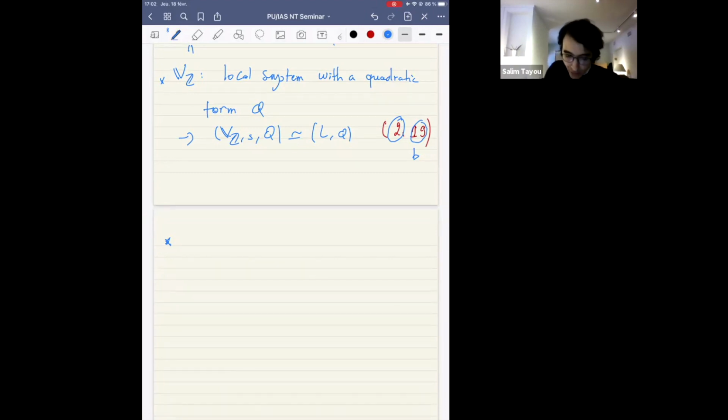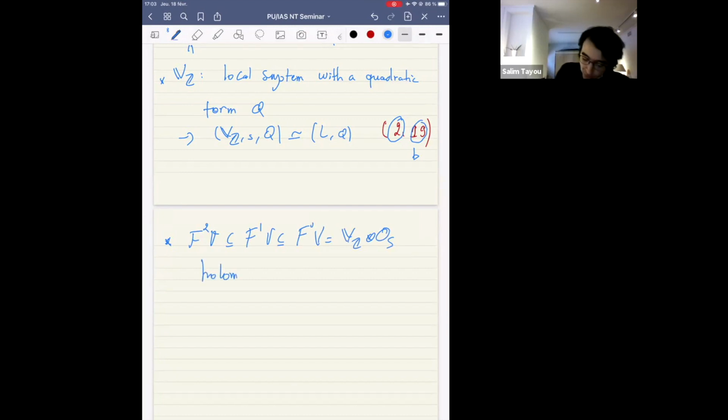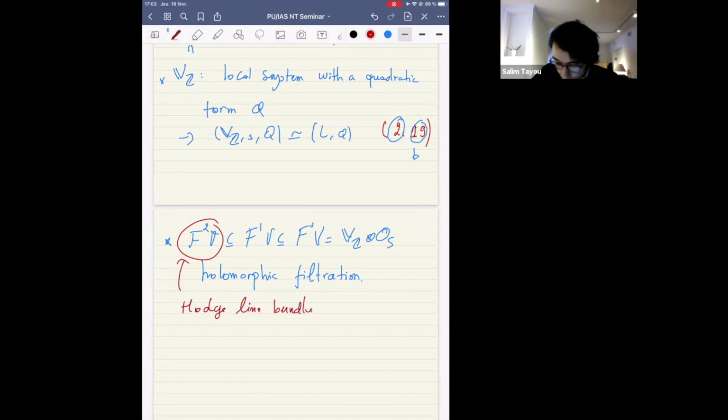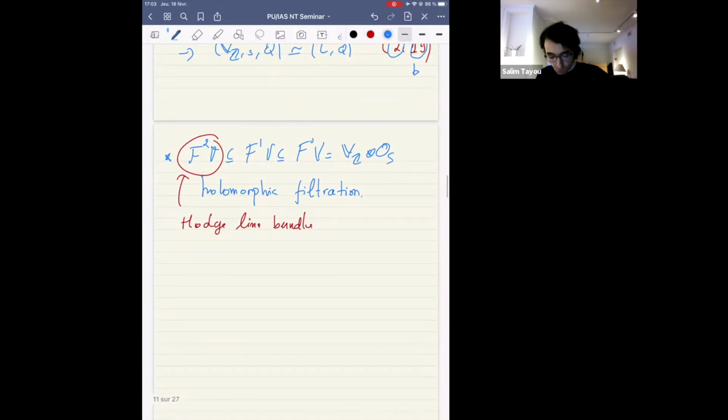Yeah, so we have a local system. We have also a holomorphic filtration. So we have vector bundles F2V, F1, and F0, which is just the local system tensored with the sheaf of holomorphic functions of S. So this is a holomorphic filtration. And this here is the Hodge line bundle that I mentioned earlier. And of course, we have an integrable connection which satisfies Griffiths transversality.